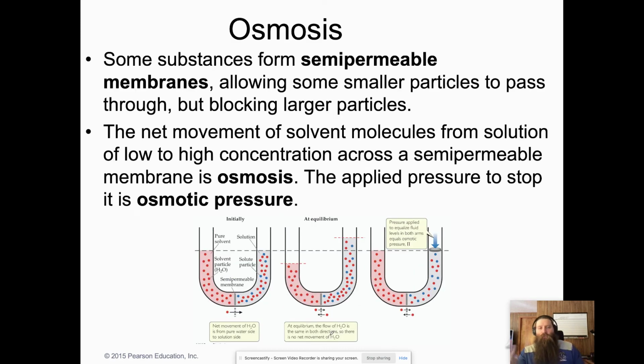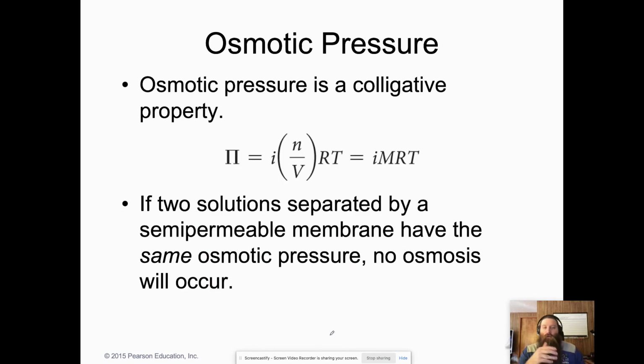Now, the last colligative property is osmotic pressure. Remember, osmosis is the movement of fluid across a semi-permeable membrane. The pressure that stops that is osmotic pressure. Now, osmotic pressure is another colligative property that involves a little i there, i times MRT, and we use capital pi in order to signify osmotic pressure.